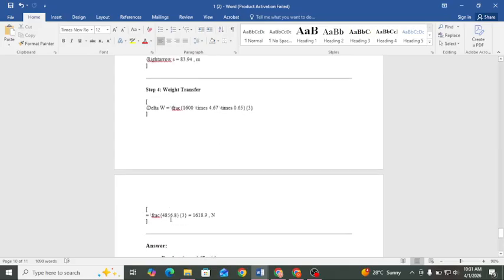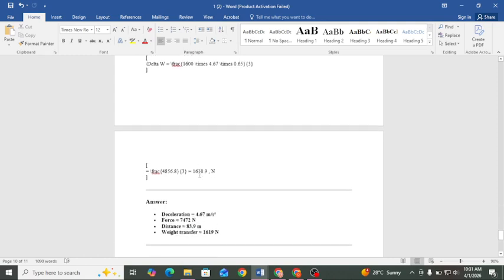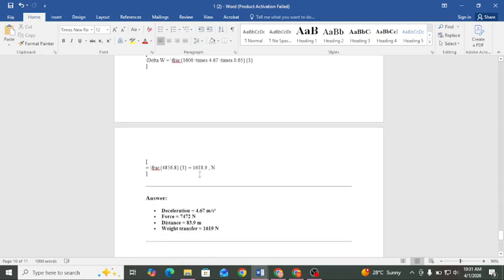The weight transfer is equal to weight into all the given data: 1600 multiplied by 4.67 multiplied by 0.84 divided by 3. Solving all the equations with the same given values, dear students, the deceleration is 4.67, the force is 4772 Newton, the distance is 84 meters, and the weight transfer is 1619 Newton. With the help of that we can calculate all the data.